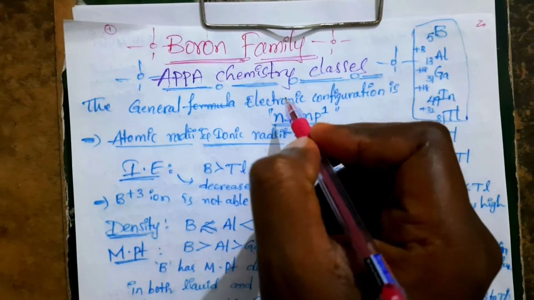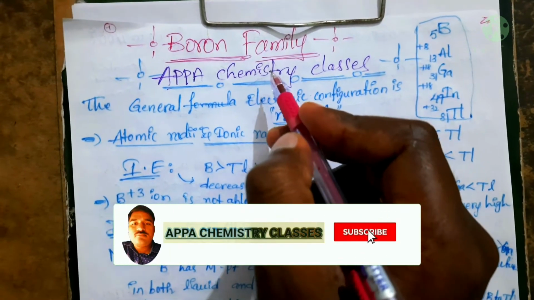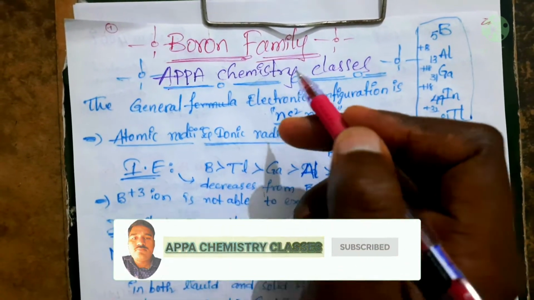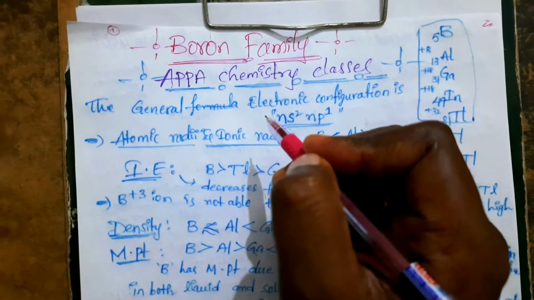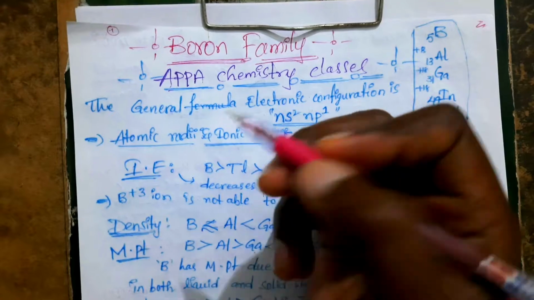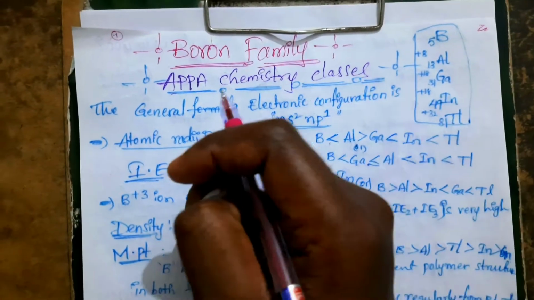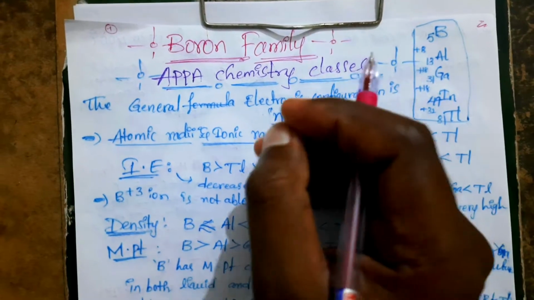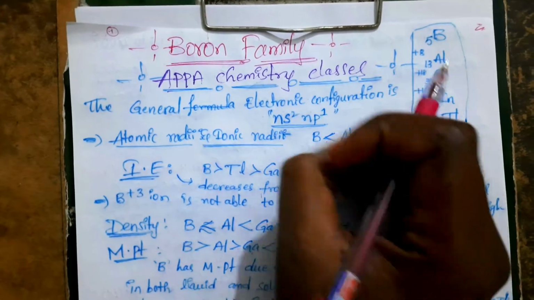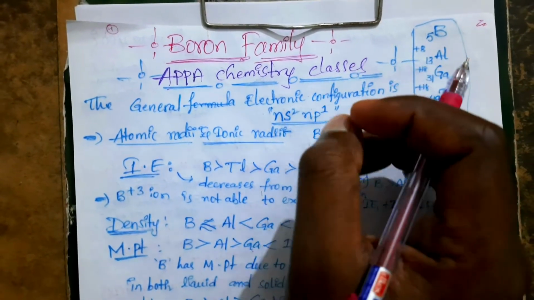Now in today's class we are going to discuss the boron family. In the last class we had seen the carbon family, and before that we had seen the alkali metals. We had discussed their concepts as well as the numerical questions. I hope those videos are helpful for your first year inorganic chemistry subject.